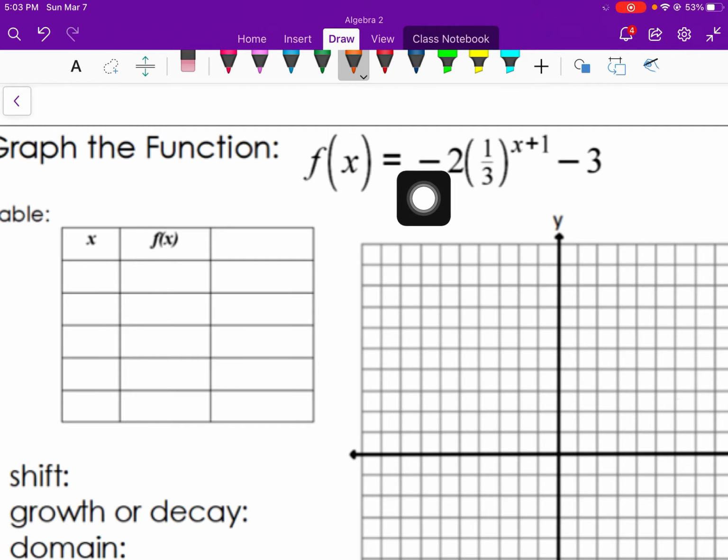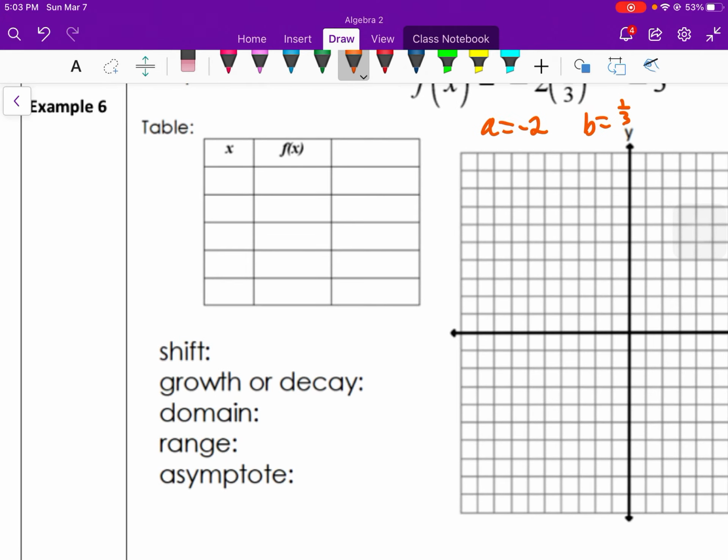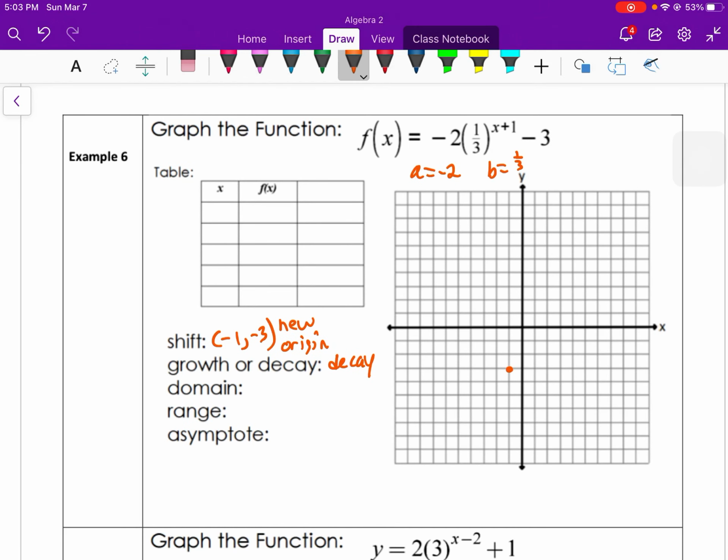I like that it'll be a reflection because we have a negative leading coefficient. So a equals -2, b equals 1/3. Because it is less than 1, again it is a decay, and my h, k is however it shifts. We do the opposite for h, so that's -1, -3. That is my new origin, and we can plot that. -1, 1, 2, 3. I like to put my dashed lines here just so I can remind myself that that's where we will be plotting from for a new origin.